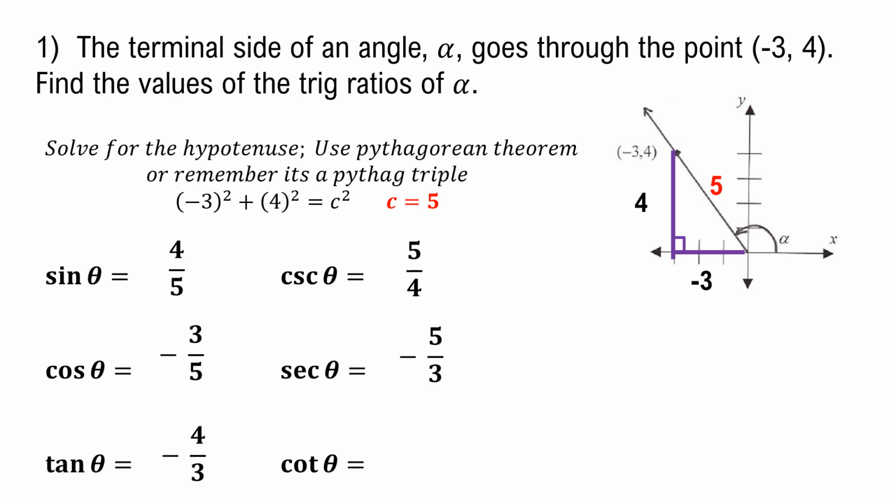That ratio will be the opposite over adjacent, or 4 over -3, which is -4/3. Its reciprocal, cotangent, is the adjacent over the opposite, which will give us -3/4. Great job with our first example.